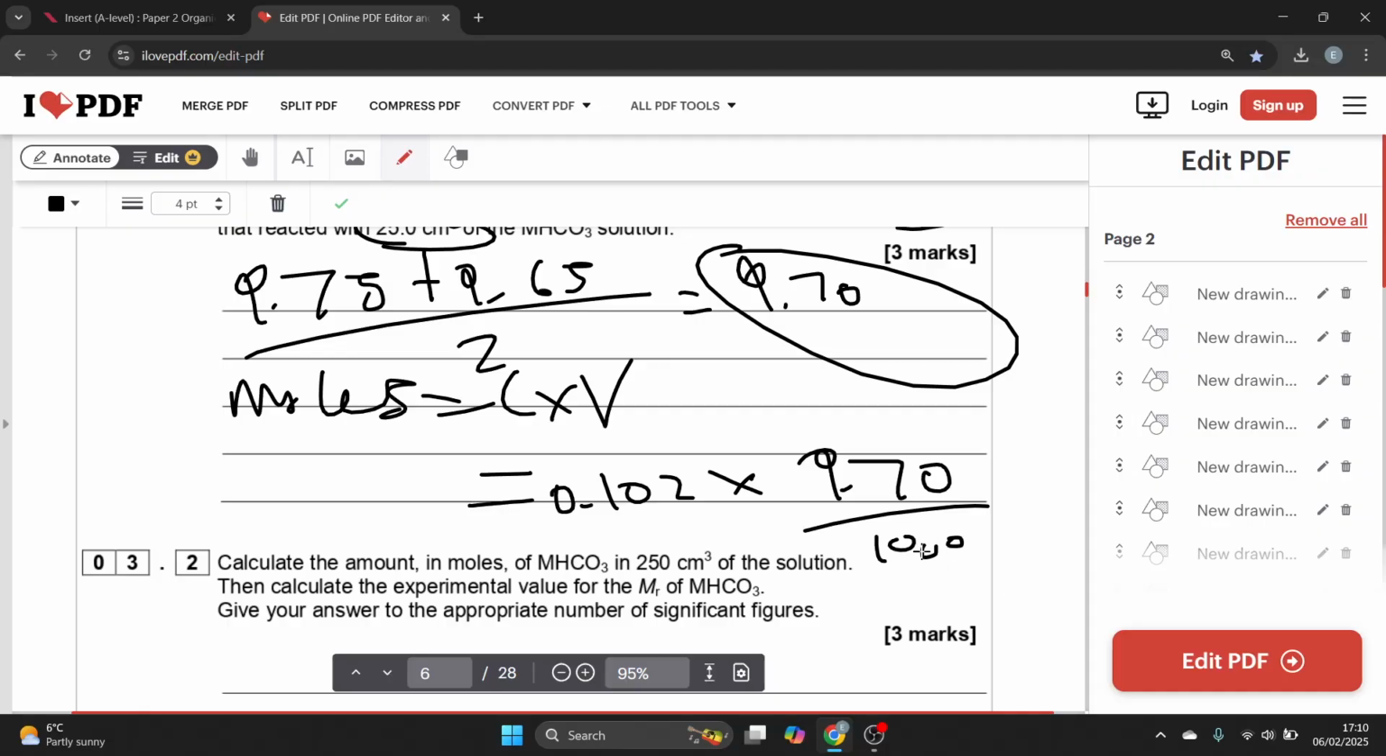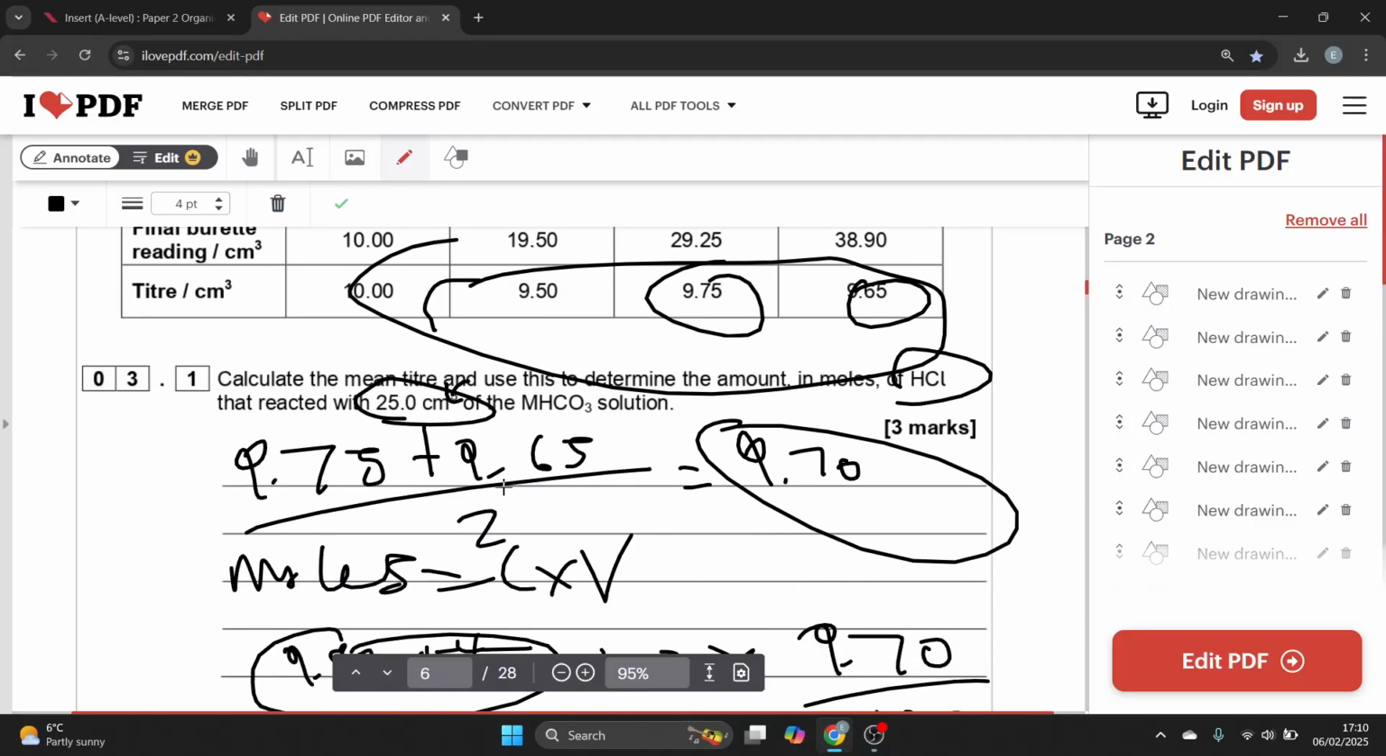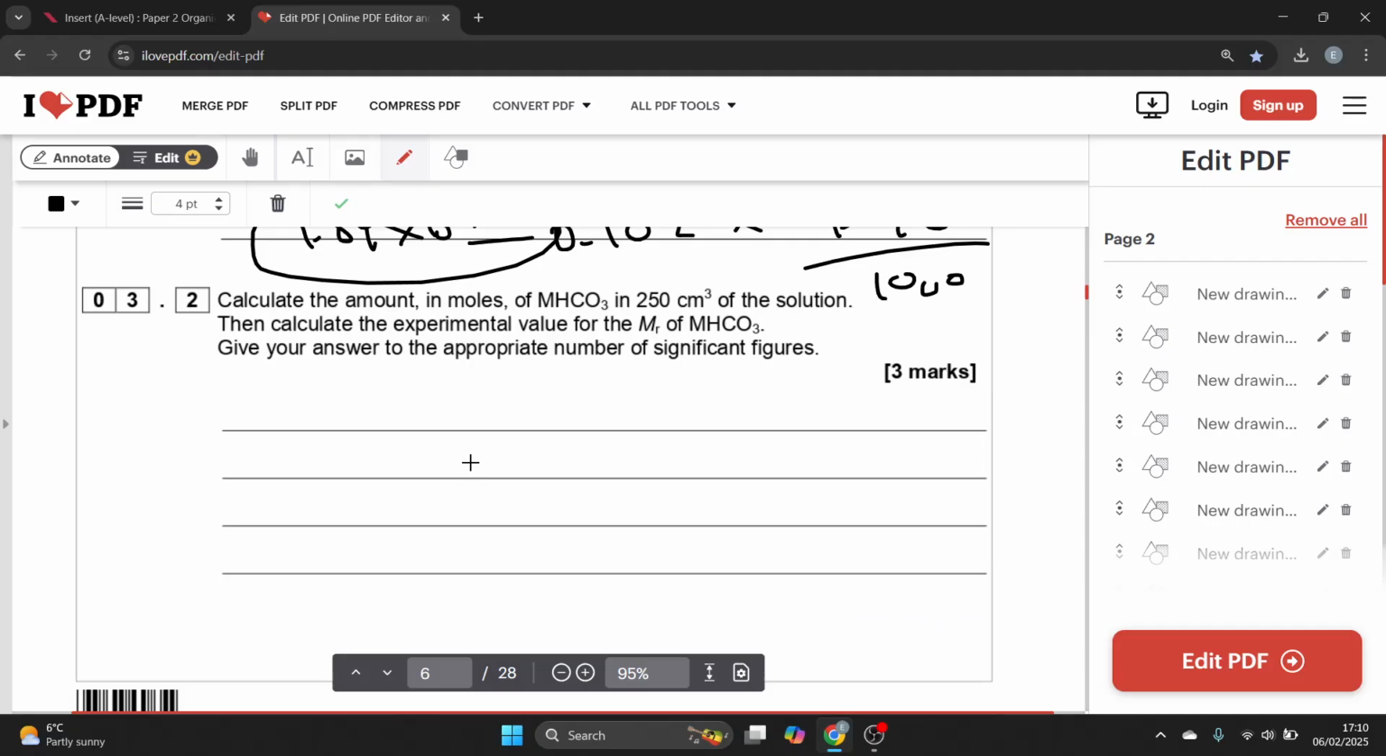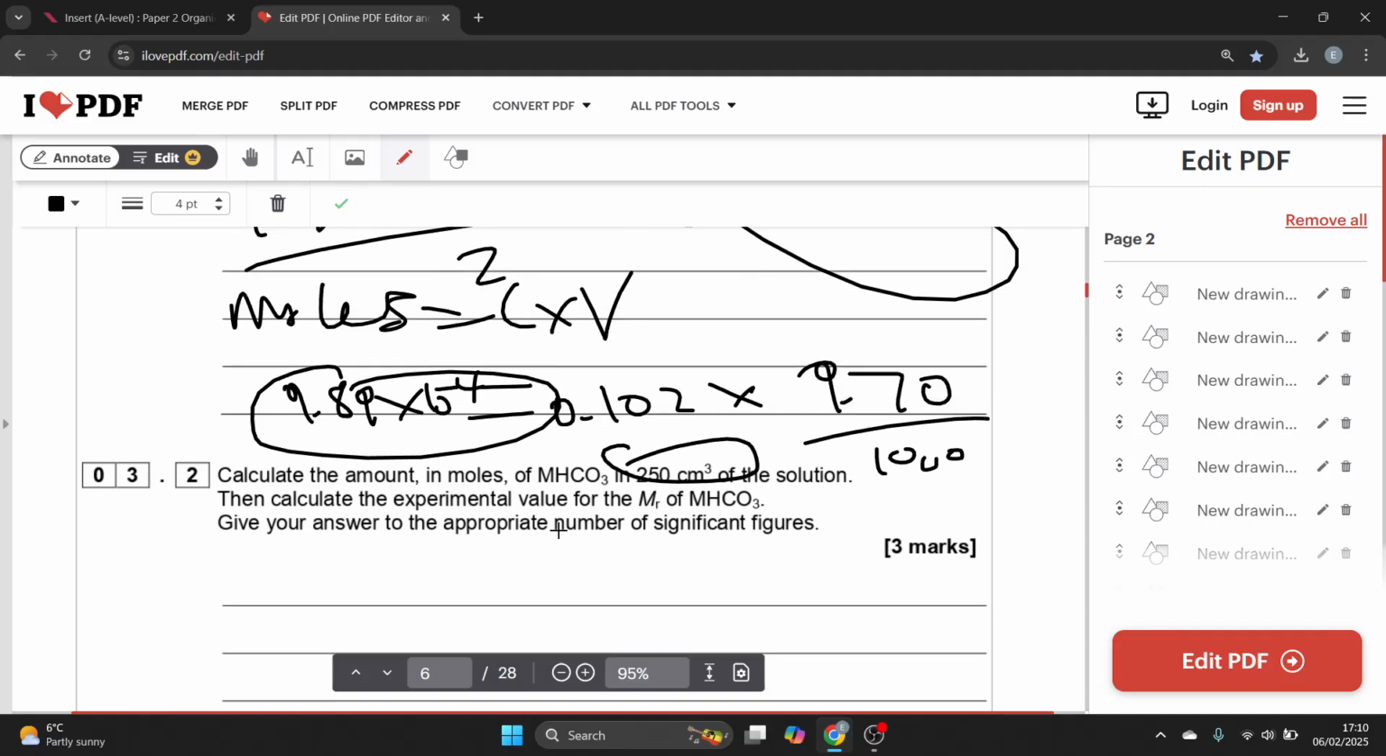That's another key step. And then you should get the answer as 9.89 times by 10 to the power minus 4. And also double check if it wants you to give it to any number of decimal places or significant figures. In this case, it doesn't. Calculate the amount of moles of this in this much of solution.